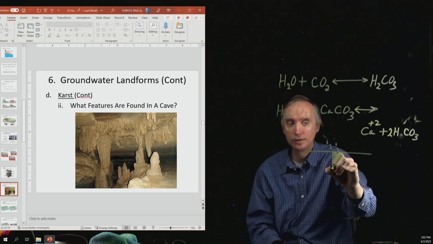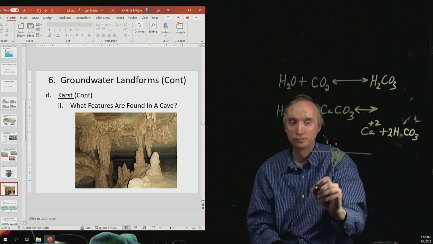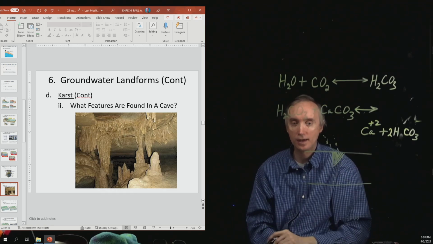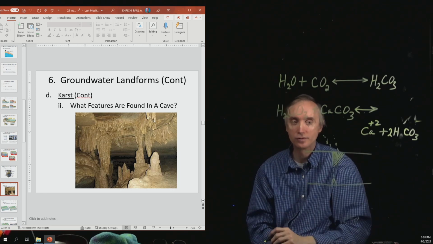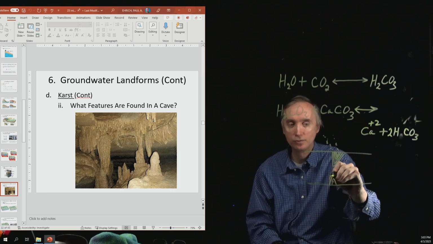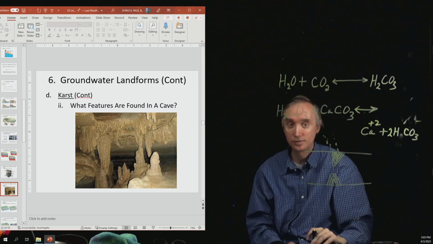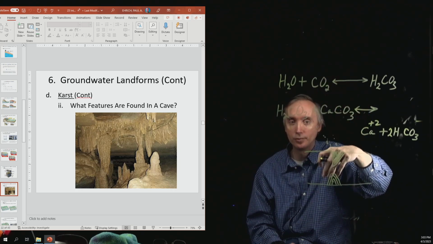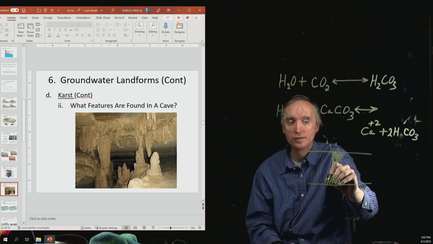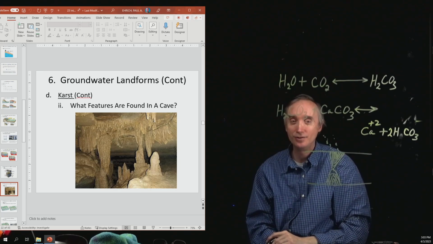Another thing that can happen is that this water could be dripping onto the floor. So here's the floor of the cave, and then that could start to deposit travertine, and it could start to build up from the base, and so that's going to be a stalagmite. So stalagmites come up from the bottom, stalactites are from the top, and then what can happen is eventually these two things can connect, and then you get a column.